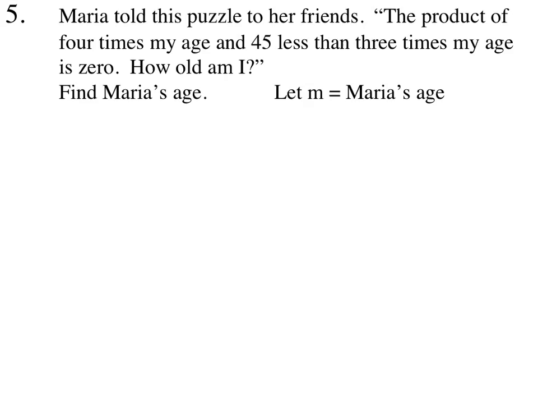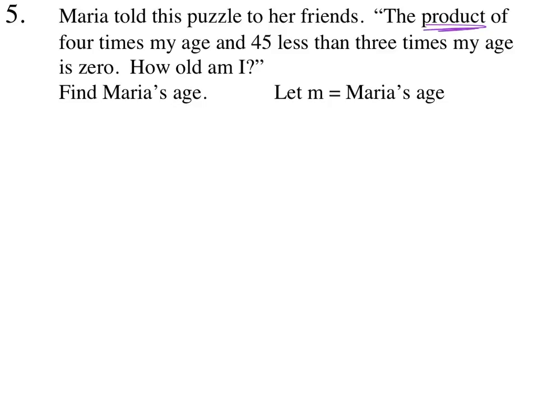Last thing we want to look at is a couple word problems. So number 5 says Maria told this puzzle to her friends. The product of 4 times my age and 45 less than 3 times my age is 0. How old am I? So we're looking for Maria's age, and we're going to let our variable stand for Maria's age. So we're going to write this out as an equation, and we're going to solve.